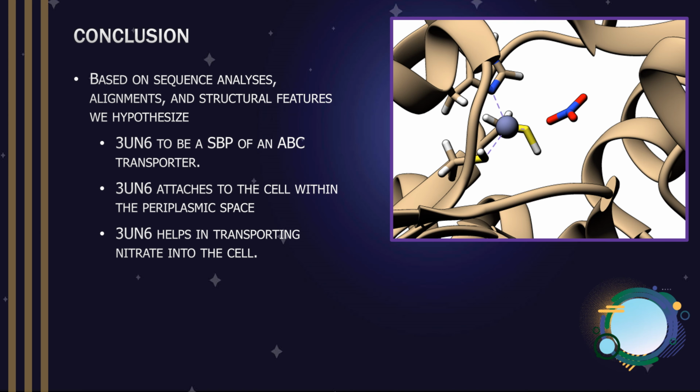So in conclusion, based on the 3 assessments, we think 3UN6 is the substrate binding portion of an ABC transporter. It attaches to the cell within the periplasmic space, and it's transporting likely nitrate into the cell.